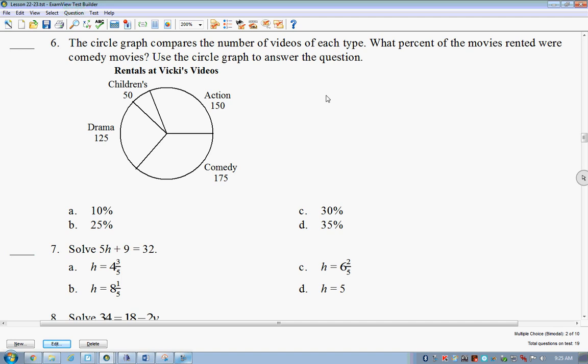Correct? Okay. So how are we going to find out? Does it say in the description how many movies were watched or rented? No. So what do we need to do? Add them up. So 50 and 150, there's 200, right? So we got 200, there's 325. Is it 500? 500. So if we have 500 movies being rented, we want to find out what percentage 175 represents. What do we do?